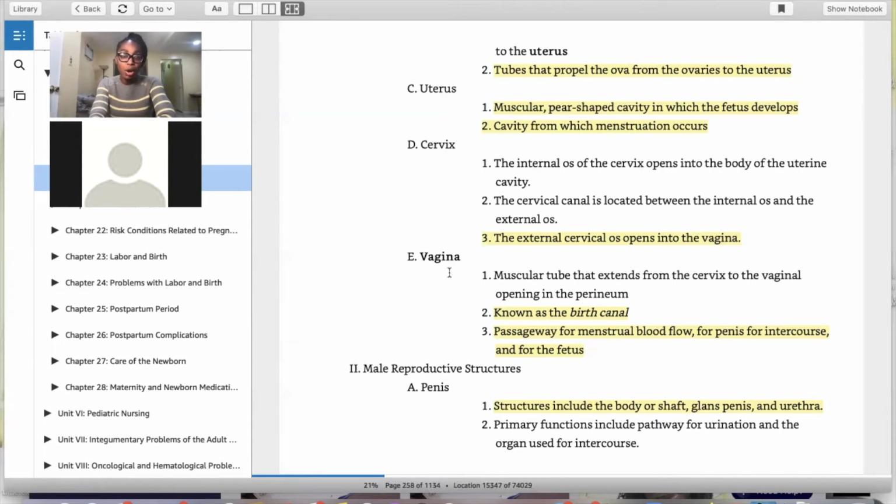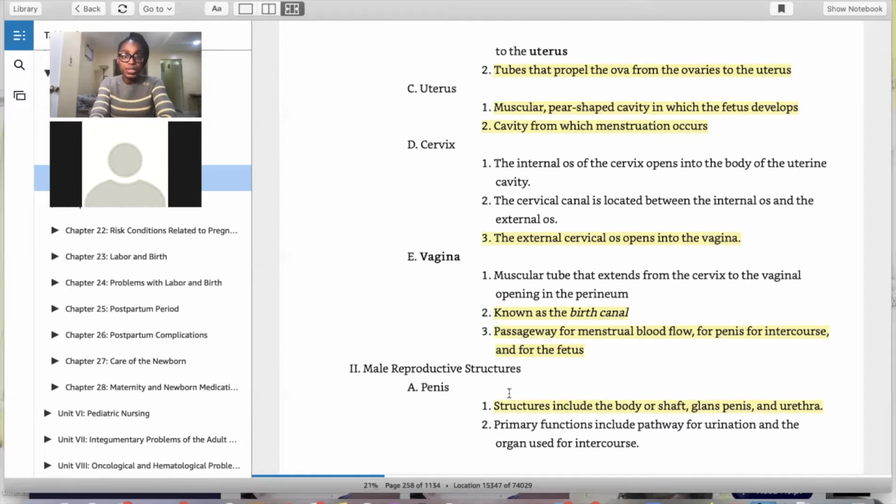Okay, also now as we speak about the vagina, that is known as your birth canal, right? That is where the baby comes out of. Also the passage for bleeding, right? Menstrual blood flow, and also for intercourse, and also for the fetus. So again, two different places.